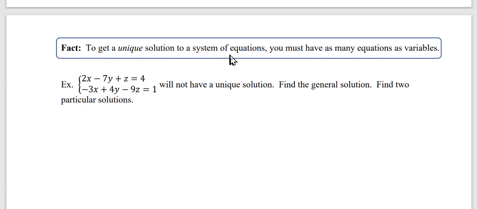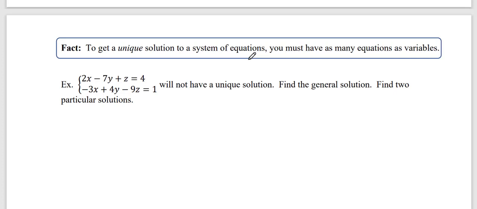If we want a unique solution to a system of equations, meaning a single value for x, a single value for y, a single value for z, or however many variables you have, you must have as many equations as you have variables. If you have 2 equations, you need 2 variables. Otherwise, if you just have one equation with 2 variables, you have a line. There's not a single solution to that, right?